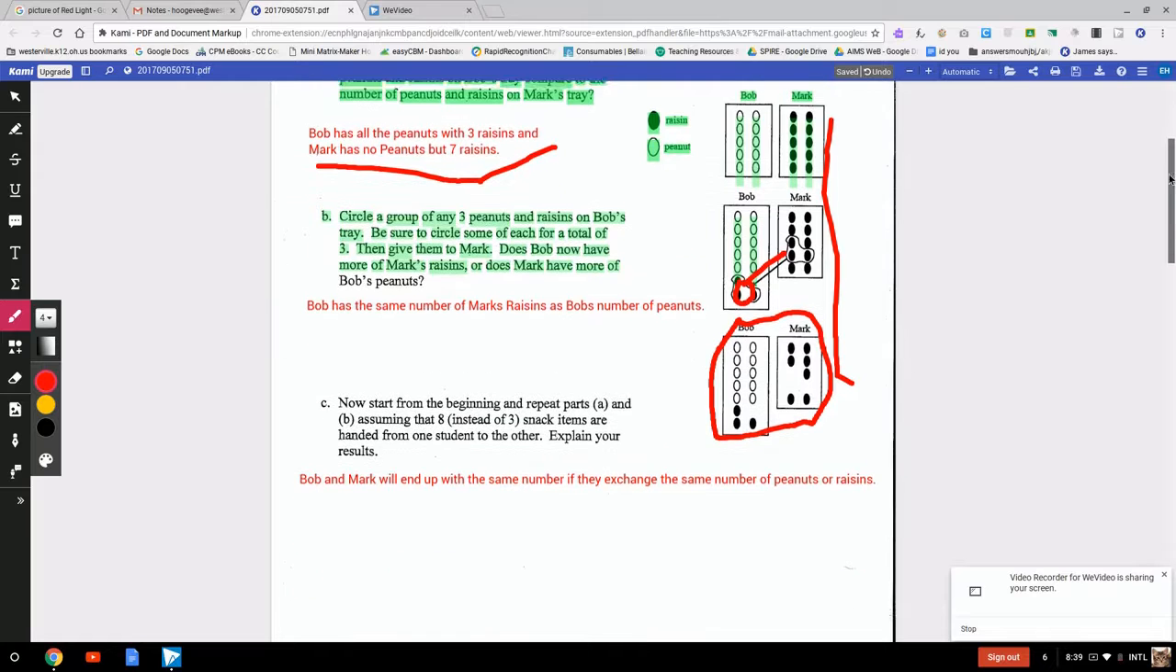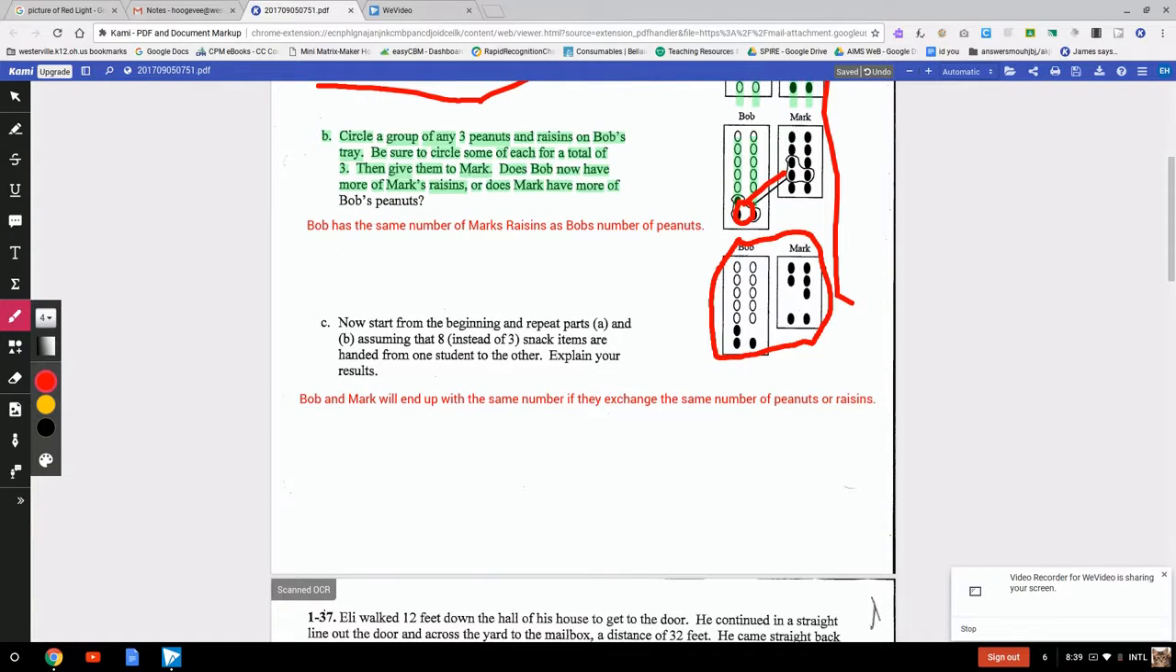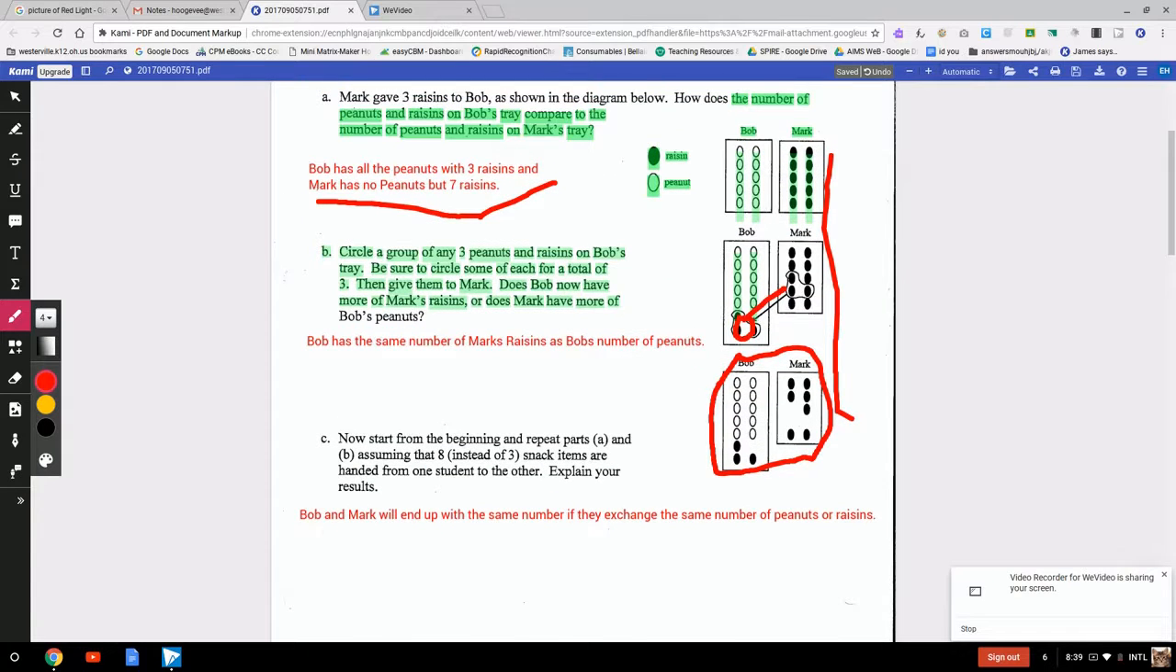The next part, C, said start from the beginning, and so the beginning would be back to the top, right up here. So here's the beginning, and saying if you give 8 of Bob's, so if we circled 8 and brought them over, I can make an arrow here. Then we took 8 of Mark's and brought them over. What would happen? Well, basically, they would both have the same number of peanuts and raisins. Now, Bob would then have more raisins and Mark would have more peanuts. But the book is just probably wanting you to explain that they have the same number of peanuts and raisins.